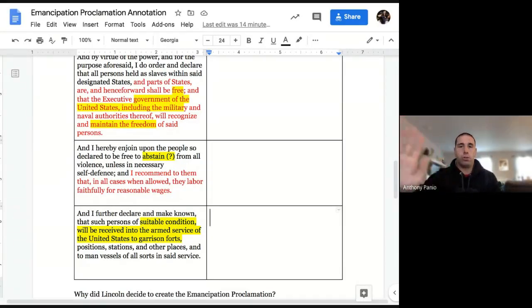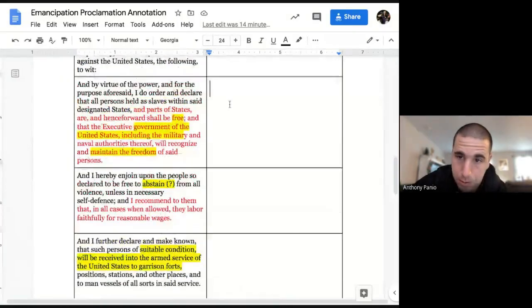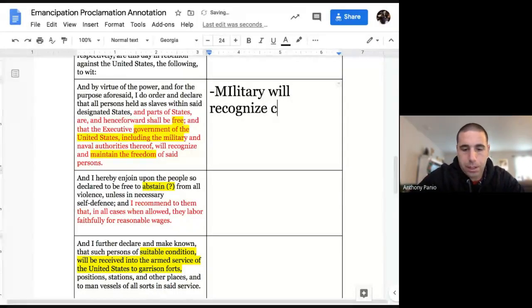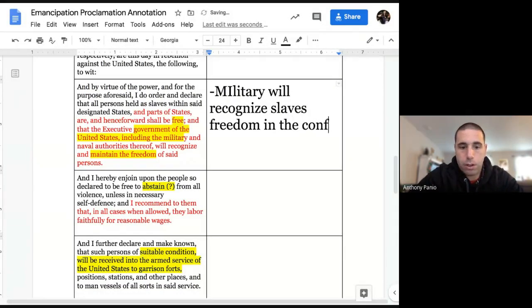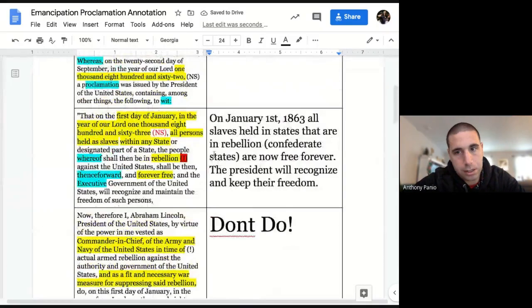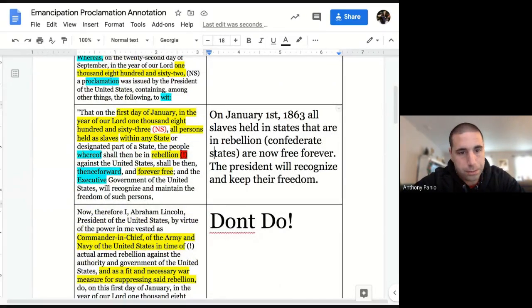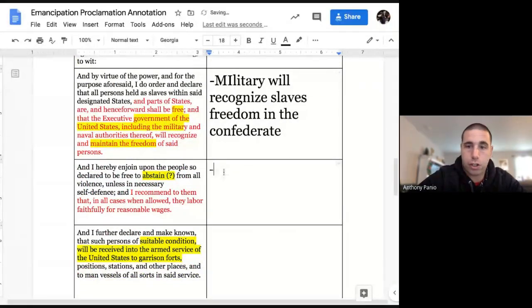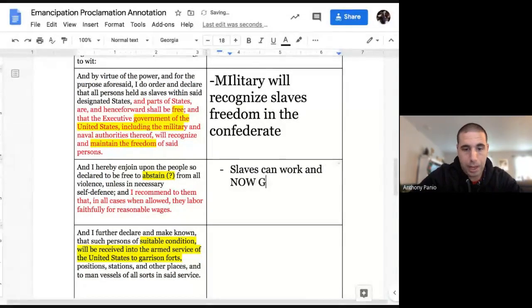Okay, so let's go through what the proclamation actually says. In this box here, it basically says the military will recognize slaves' freedom in the Confederate States. In the other one, he says the executive branch will. In this one, he says the military will. And this one's just a great thing. He says now that slaves can work and now get paid.